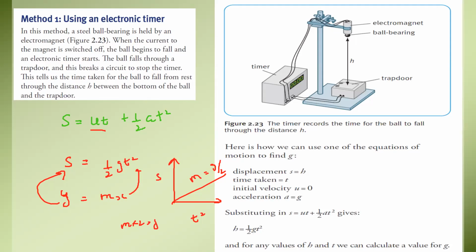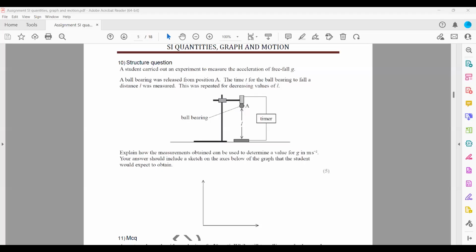Then for the possible sketch, what is the possible graph for this? As we know s and t square, we'll label this one s and this one t square. Because there is no y-intercept, it will be a straight line passing through the origin. And the gradient of this line is equal to g by 2, or gradient times 2 is equal to g.